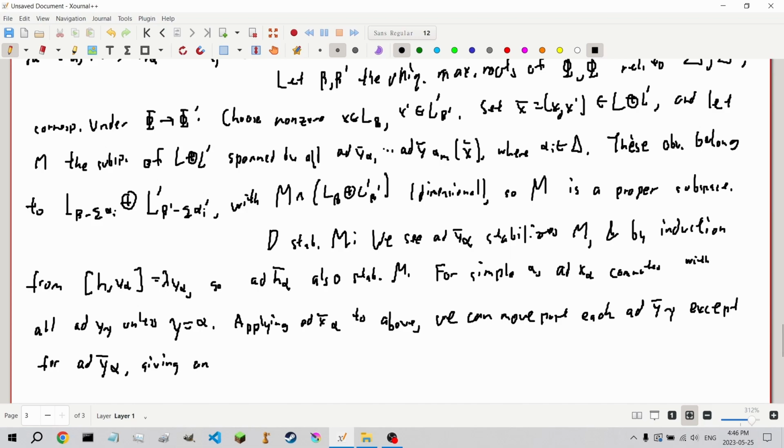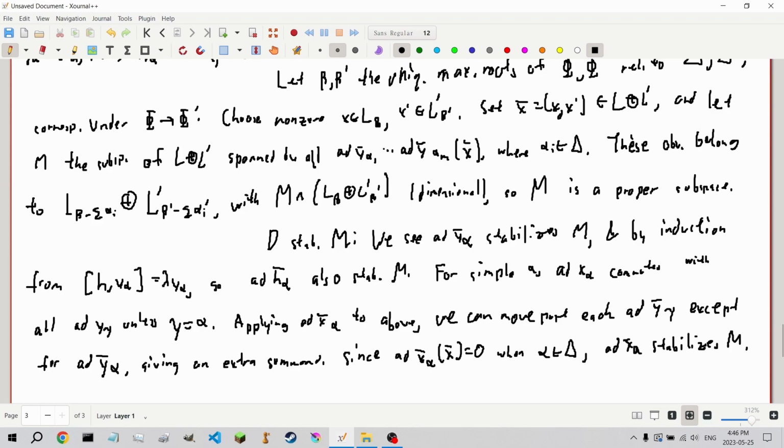Giving an extra summand, which has already been taken care of, since the adjoint of X bar alpha of X bar is 0 whenever alpha is in our root, since alpha plus beta is not a root by maximality. The adjoint of X bar alpha stabilizes our M.